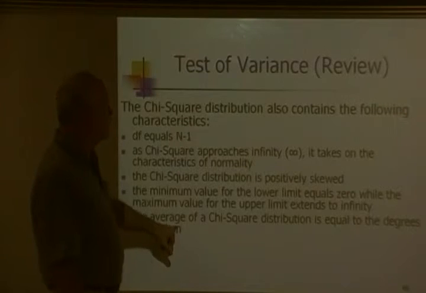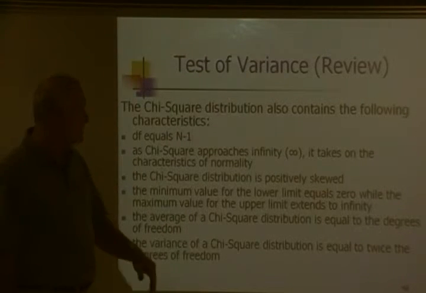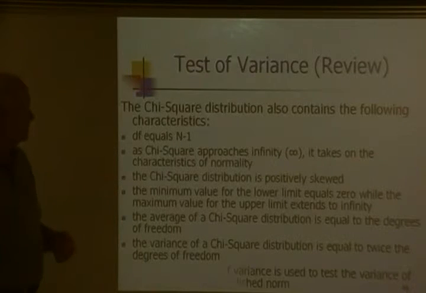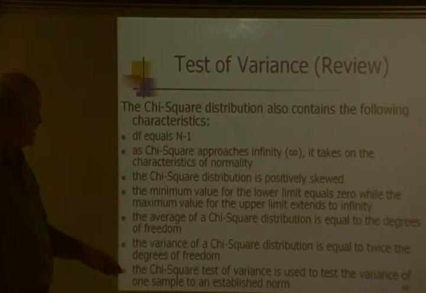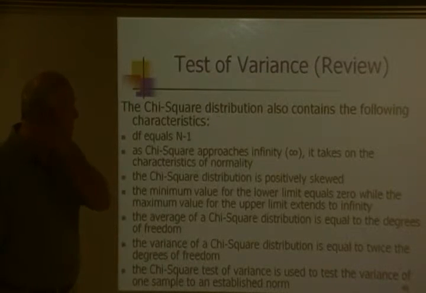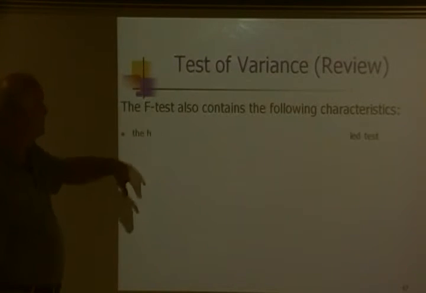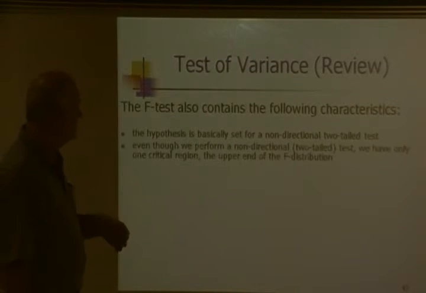The average of the chi-square distribution is equal to the degrees of freedom, and the variance of the chi-square distribution is equal to twice the degrees of freedom. And then finally, the chi-square test of variance is used to test the variance of one sample to an established norm. The F-test, which we just went through, the hypothesis is basically set for a non-directional two-tailed test.